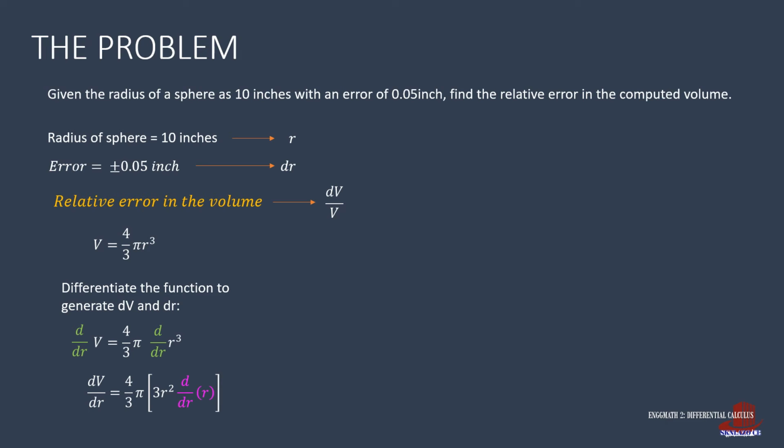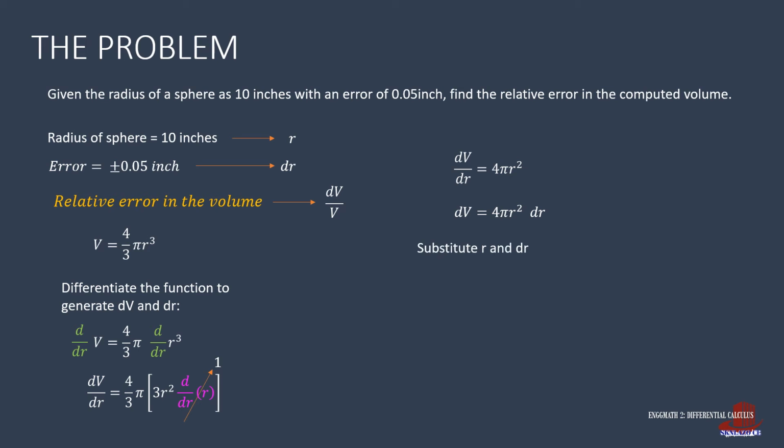Then attach dr over dr from chain rule. dr over dr is also 1. Simplifying the function, dV over dr is equal to 4 pi r squared. Cross-multiply dr to the other side and get dV as 4 pi r squared times dr.